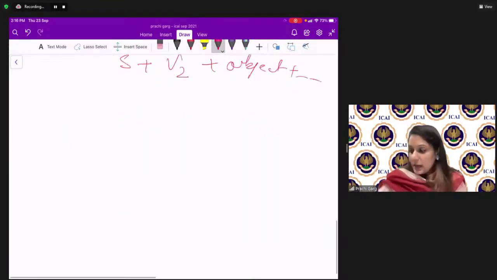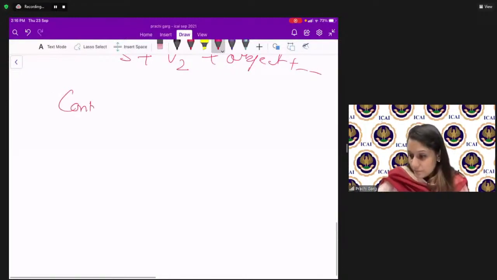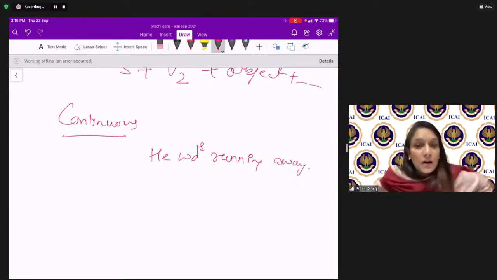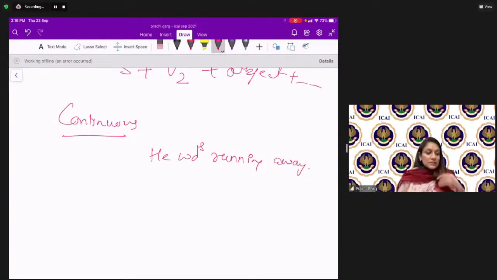Now, next comes the continuous. He was running away. If I change the same sentence into continuous, when I say he was running away, I am talking about an action whose time frame I don't know. I don't know when it was completed. Last I knew was that this was an uncompleted action. He is on the constant run. He's running away, right?